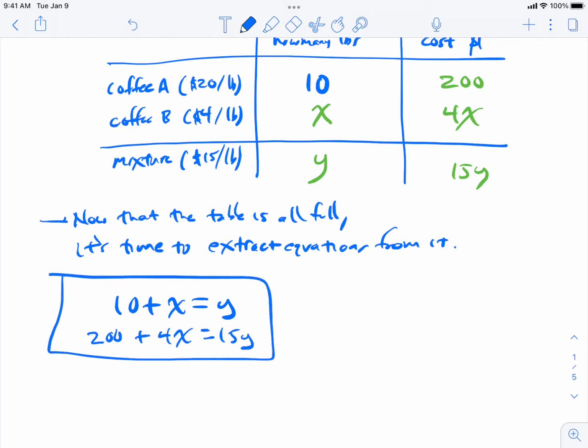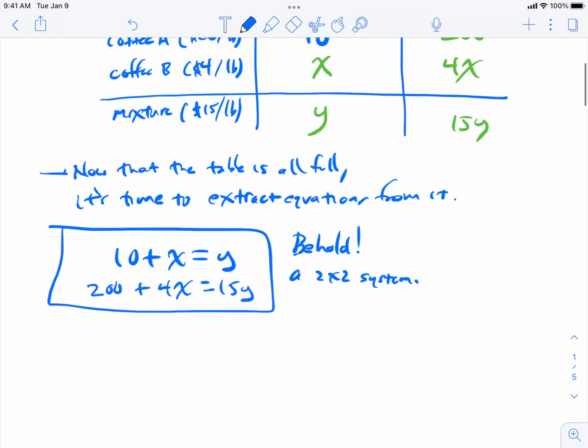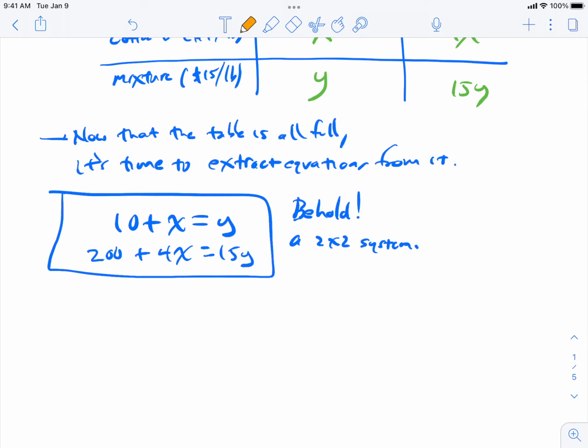Lo and behold, a 2x2 system. In principle, we have already solved it because we know that whatever the solution is to the 2x2 system, that's the solution to our problem. Of course, we might as well finish solving it, right? So I'm going to get out a different color here. Let's solve this system. Let's not make a graph.